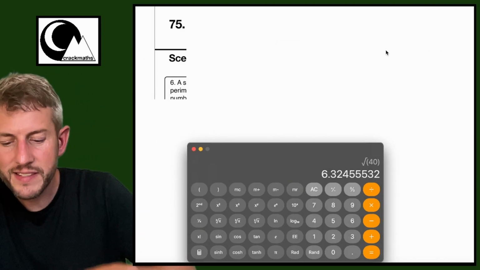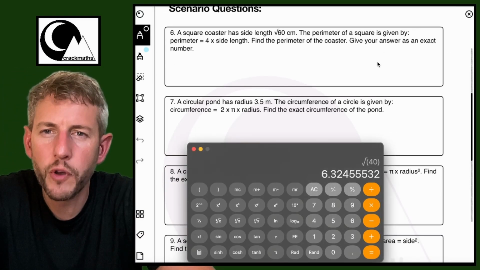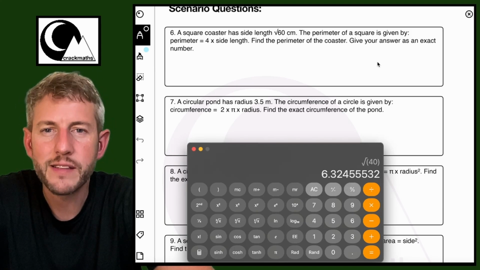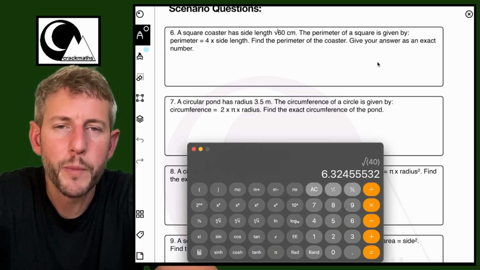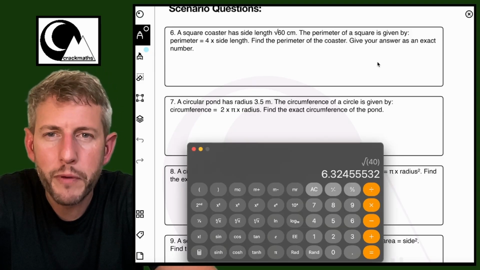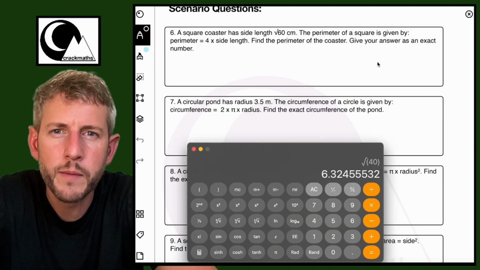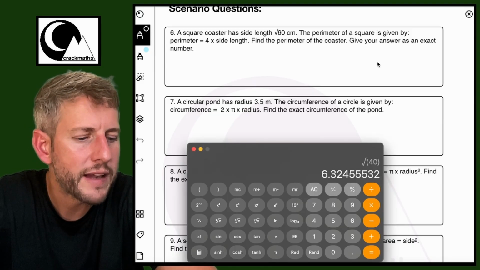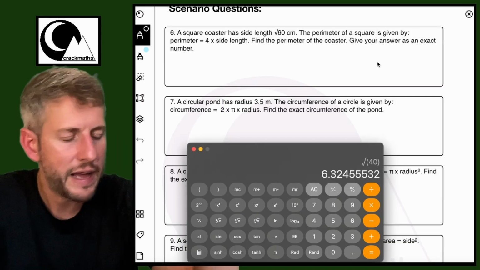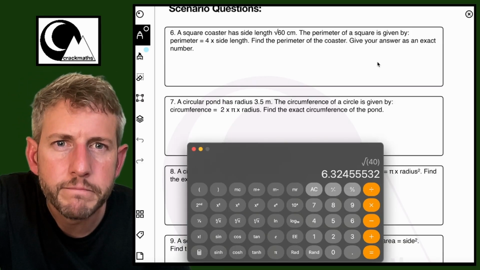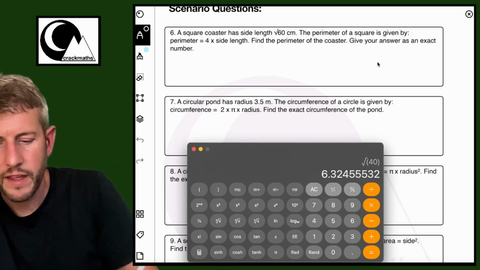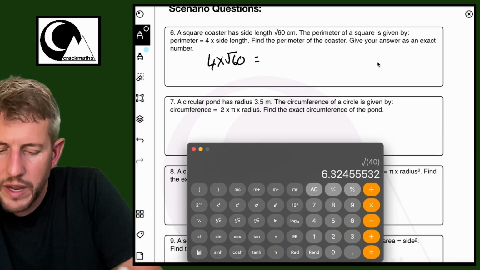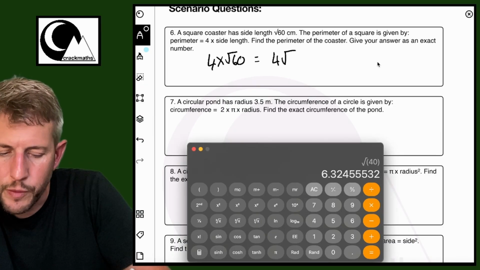Okay, so last set of 5 here. So what we've got for these scenario questions, question 6, is it says a square coaster has a side length of root 60. The perimeter of the square is given by perimeter equals 4 times side length. Find the perimeter of the coaster. Give your answer as an exact value. Okay, so the side length is root 60. It's 4 times side length, so it's going to be 4 times root 60. Now the way that we'd just write this is 4 root 60.